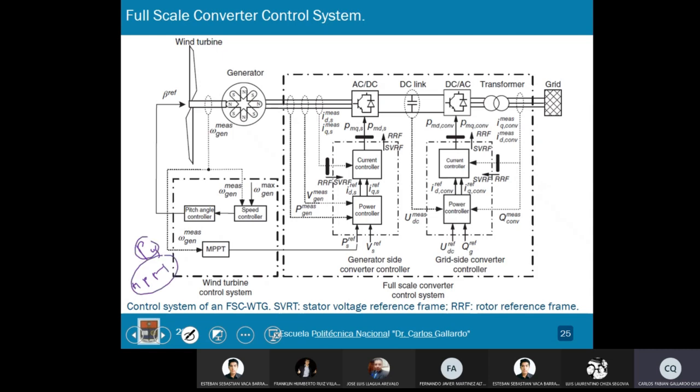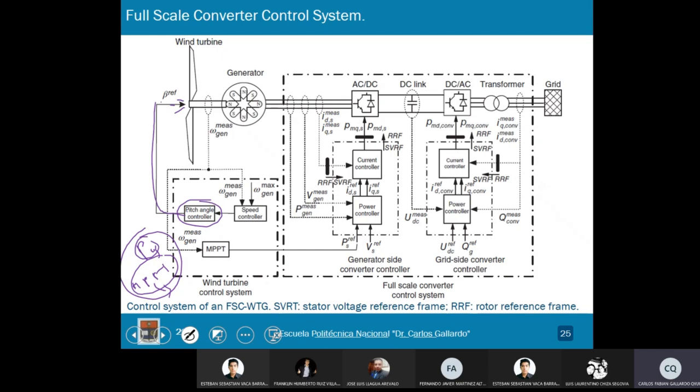So I will have two objectives. And besides the maximum power tracking, I need to limit the output. For instance, if I have high wind speeds, I need to limit the active power. So the control system of the wind turbine comprises these two cross-coupled controllers. What is the first one? It is the pitch angle. The pitch angle provides the beta reference.